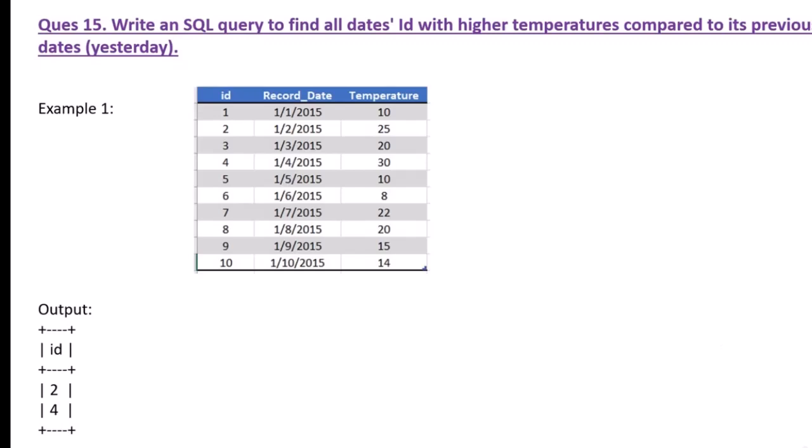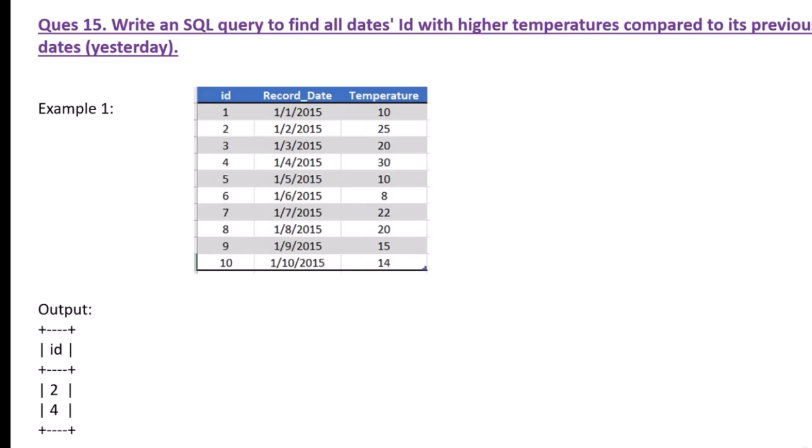So the next question is, we have been given a table which has 3 columns: ID, date, and the temperature. So we can see that it's recording the temperature for every day. On 1st of January, the temperature is 10 degrees, whereas on 2nd of January, the temperature is 25, whereas on 3rd of January, the temperature is 20.